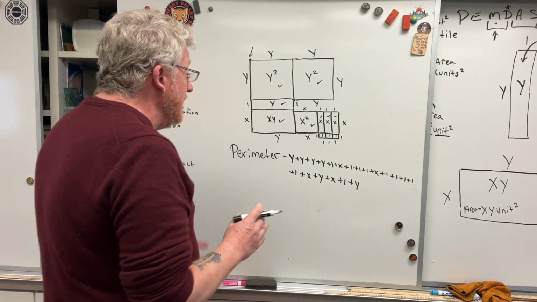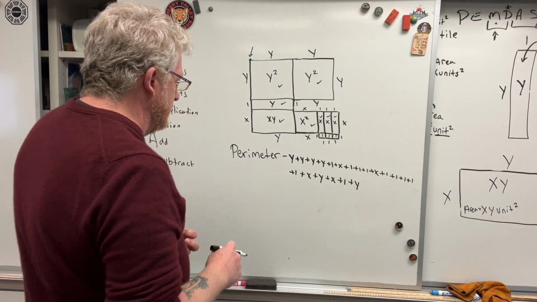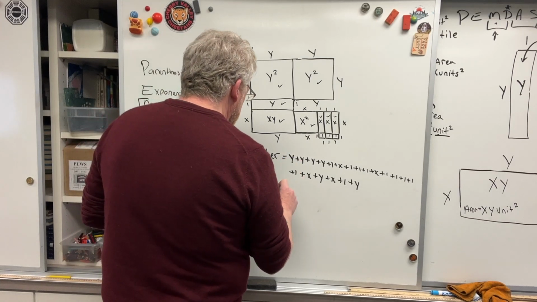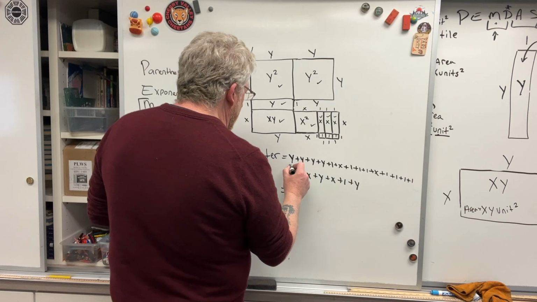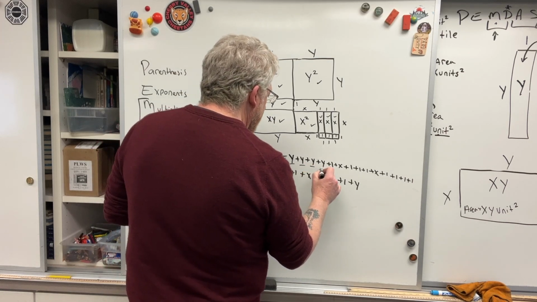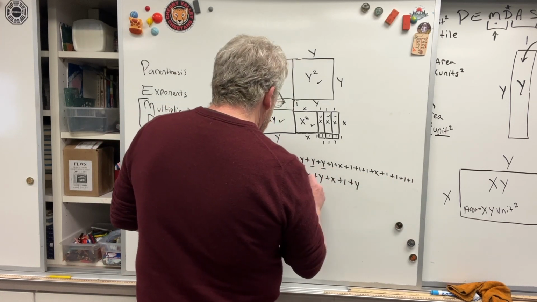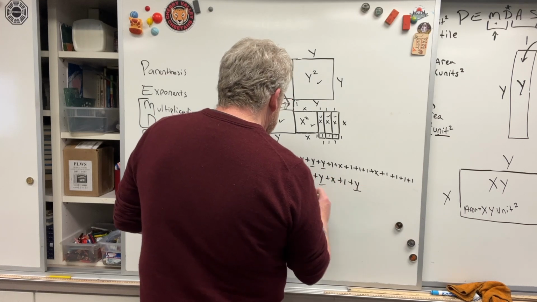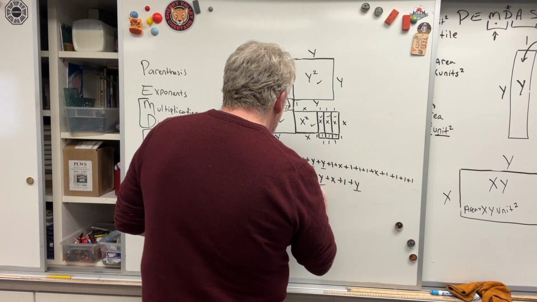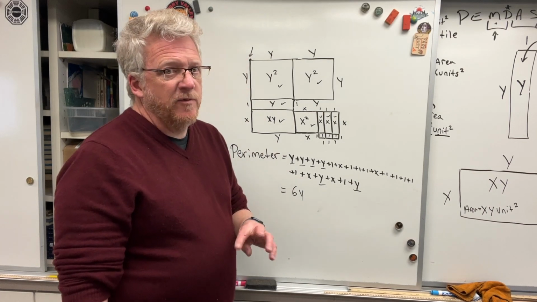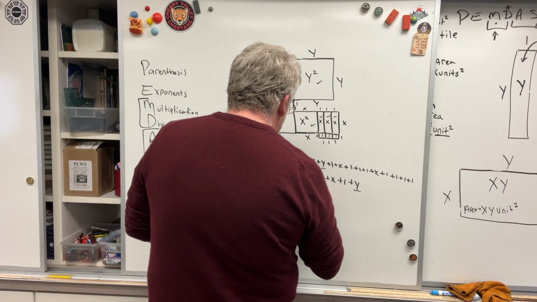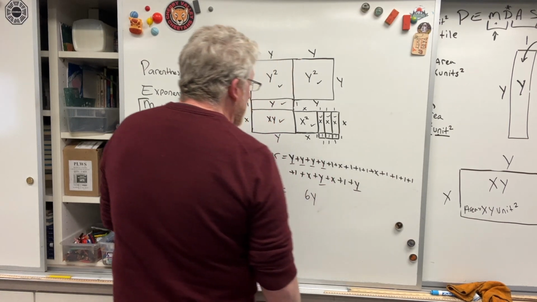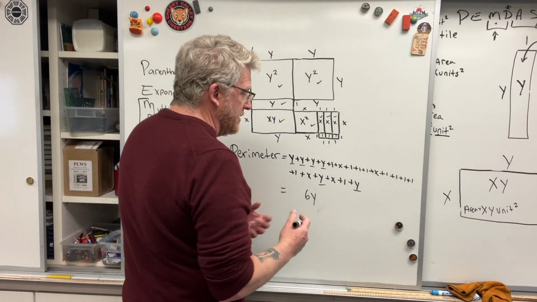All right, now I'm going to combine those like terms. How many y's do I have? I'm just going to go through and underline them all. There's a y. 1, 2, 3, 4, 5, 6. 6y. Wait a minute. X comes before y. Dag gone it. All right, I'm going to move my 6y over. I start with x's. X's before y's. All right.